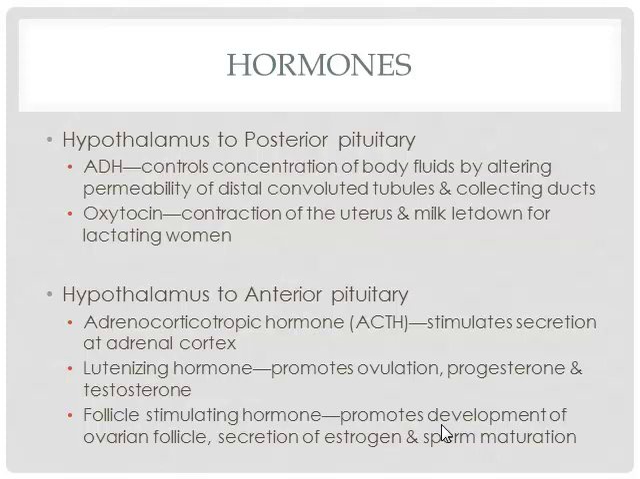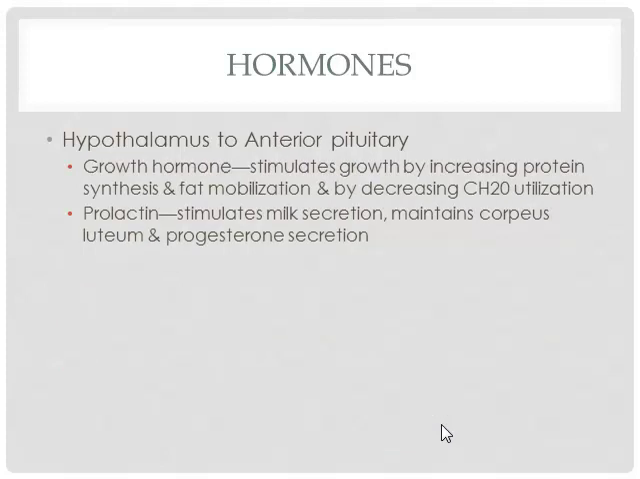In the hypothalamus, the anterior pituitary, a number of different hormones here. Adrenocorticotropic hormone, or ACTH, is one, and that stimulates secretion at the adrenal cortex. Luteinizing hormone is another that's going to promote ovulation, progesterone, and testosterone. Follicle-stimulating hormone is going to promote the development of the ovarian follicle and the secretion of estrogen in females, and in males, the sperm maturation.